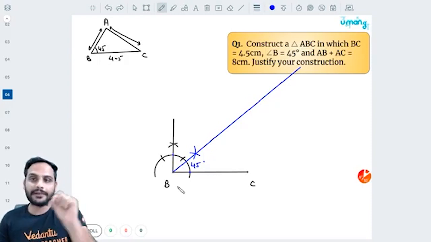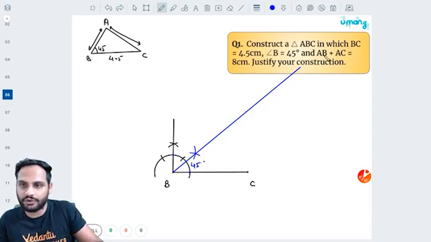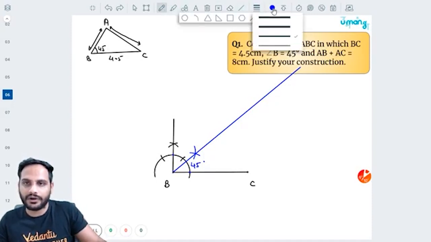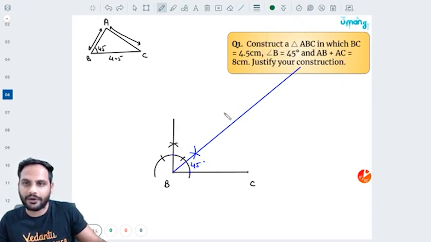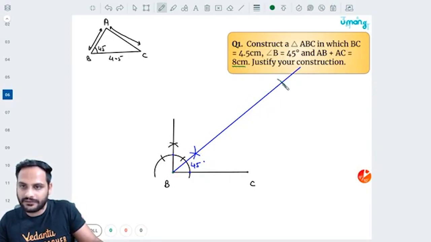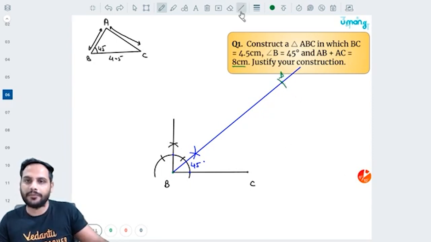Now AB plus AC, the sum, is given to you as 8 centimeters. So what you are going to do is keep the tip of the compass at this point B, open the compass to a length of 8 centimeters, and make one cut at 8 centimeters and name it point D.